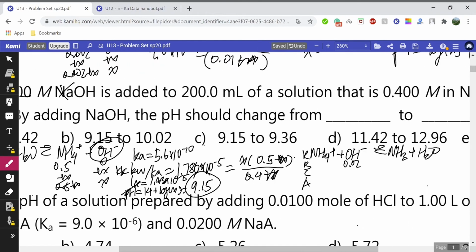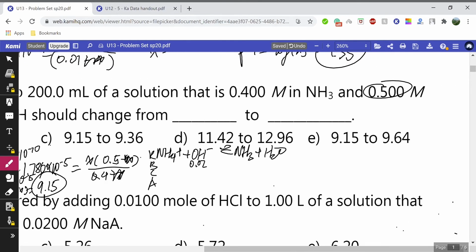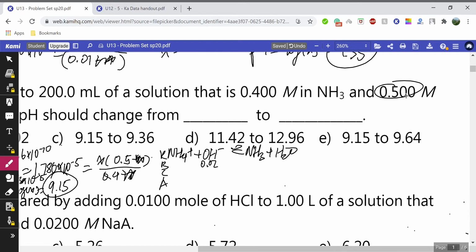For NH4 plus, we have 0.5 molar, not 500. 0.5 molar times 0.2 liters gives us 0.1 moles. And for NH3 it is 0.4 molar, so 0.4 times 0.2 will give us 0.08. Now we're going to subtract from both sides the smaller number, 0.02. 0.02 minus 0.02 is 0, and 0.1 minus 0.02 is 0.08. This is going to add 0.02, and it's going to be 0.10.